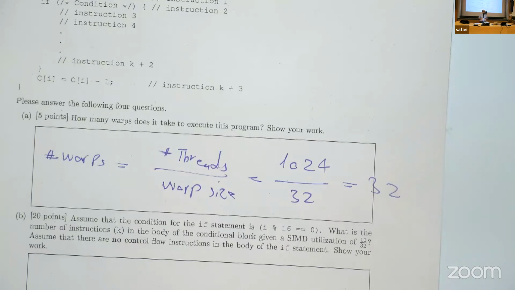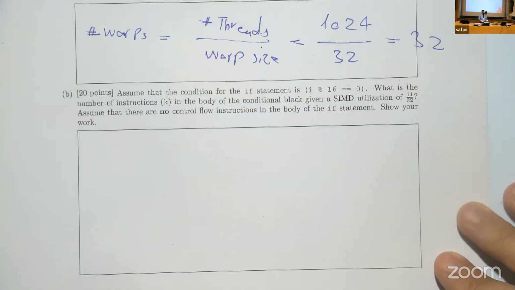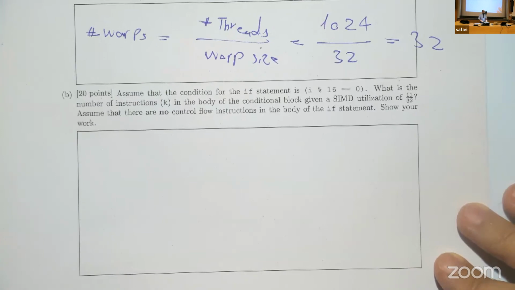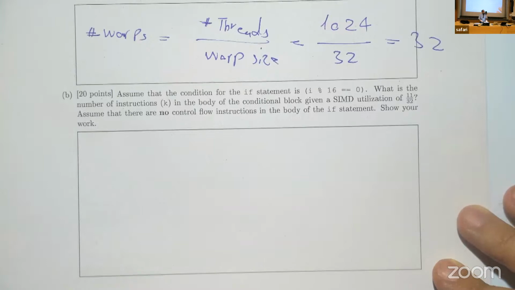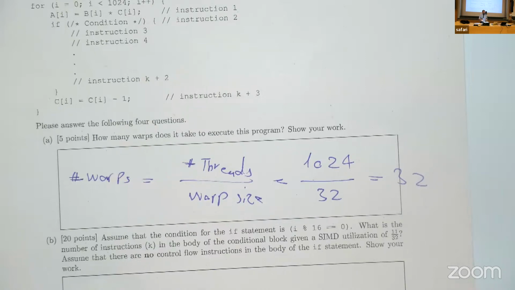Usually in these questions, the first part is so easy, but it gets a bit more complicated. Last year this one was quite easy. In this example, the number of threads per warp is equal to the number of SIMD lanes.